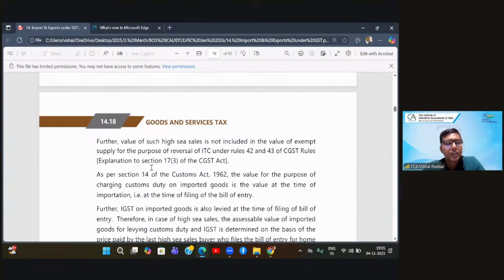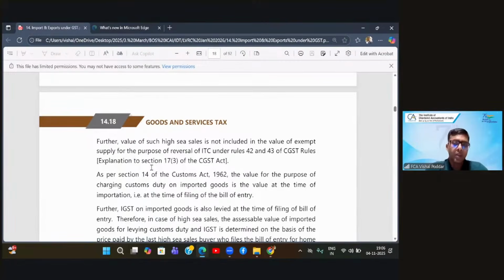Since transactions in Schedule 3 are to be regarded neither as supply of goods nor as supply of service, they are not supply in the first place. So, as per the general connotation, they are not even exempt supplies. And since they are not exempt supplies, their value should not be considered for the purpose of Rule 42 and 43 reversal. However, we have Section 17(3). So 17(2) is what? 17(2) is asking you to do reversal.